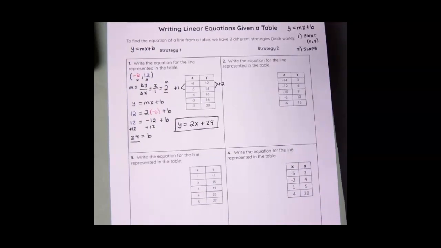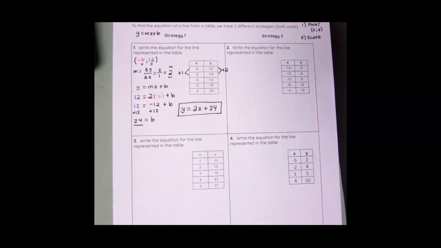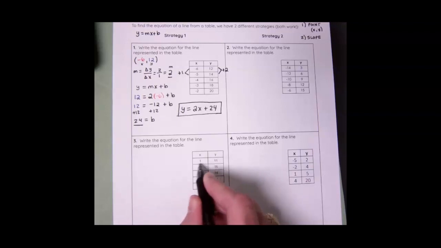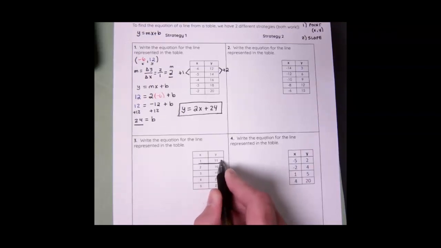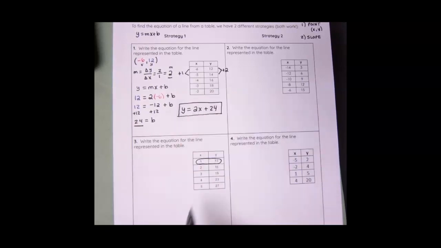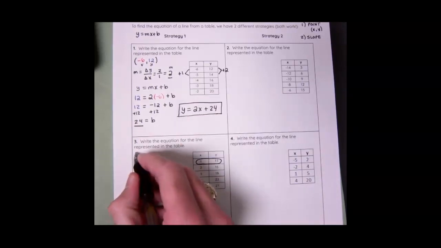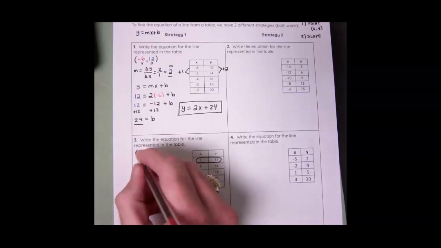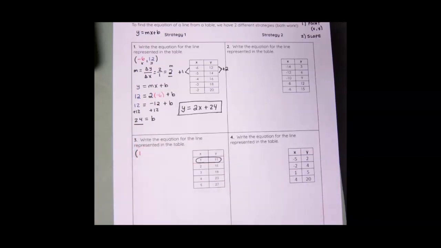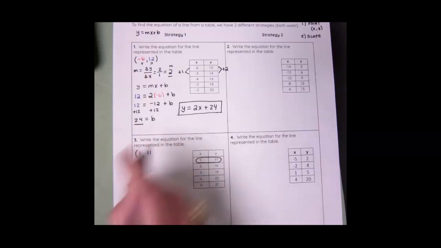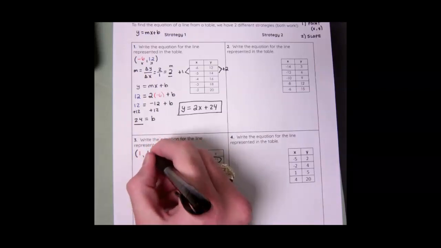Okay, so let's try that using another example. Same strategy, different example. Okay, again, I need to find a point and a slope. So let's use this first point, right here. I'm going to use this point, just like I used -6, 12. So my point is going to be 1, 11. So that is my point.